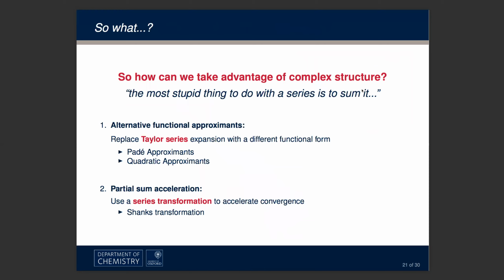So very quickly at the end, we can think about how we might take advantage of this complex structure. And as T2 loves to quote, the most stupid thing you can do with a Møller-Plesset series is to sum it up. So I'm going to very quickly talk about two ways we can improve the situation. The first is to use an alternative functional approximation, including a Padé or a quadratic. And the second is to accelerate the series summation using a Shanks transformation.